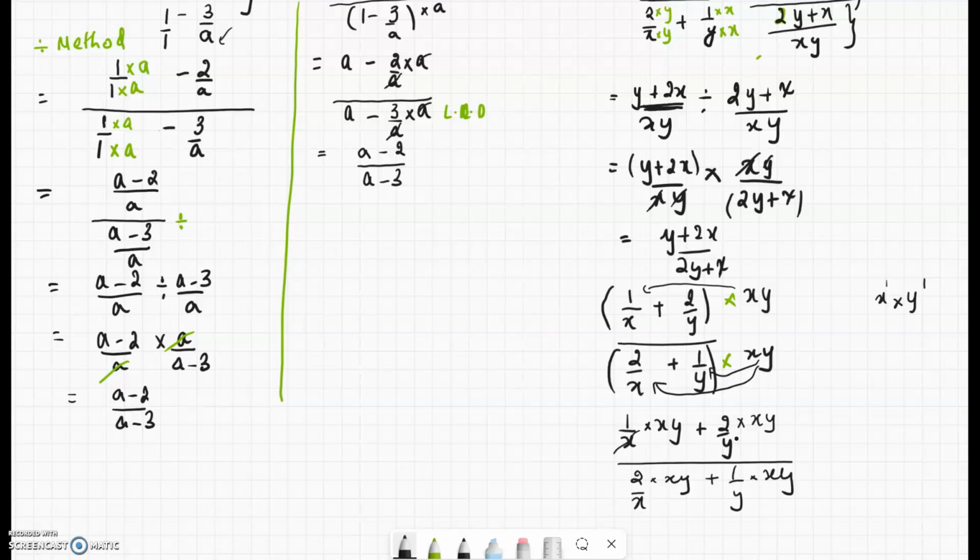Now cancel common factors, and all the denominators will be eliminated this way. So the complex expression now becomes a simple rational expression. We're left with (y + 2x)/(2y + x). Nothing cancels. There's no common factor. That's a factor. This is a factor. Nothing common. So that's the end of the problem. So this is the final answer in the lowest terms.